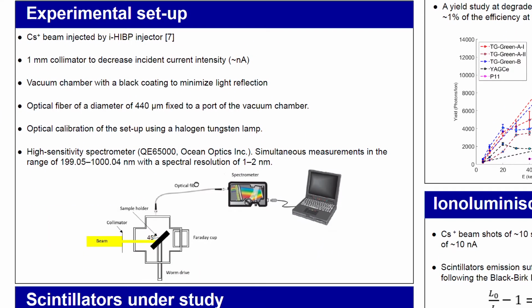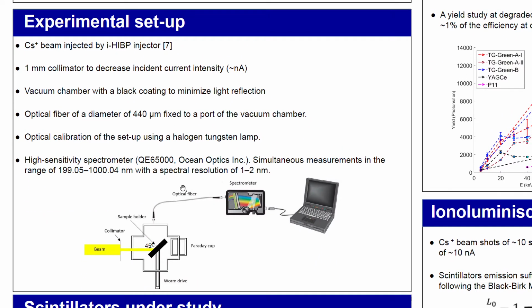The setup that we have used in order to obtain the characterization is the following one. The IHIP injector creates a beam that goes through a 1 mm collimator. This collimator allows us to decrease the incident current intensity, and then the beam goes into a vacuum chamber. This vacuum chamber has a black coating that minimizes the light reflection. The beam irradiates the scintillator, and the scintillator creates light by ionoluminescence.